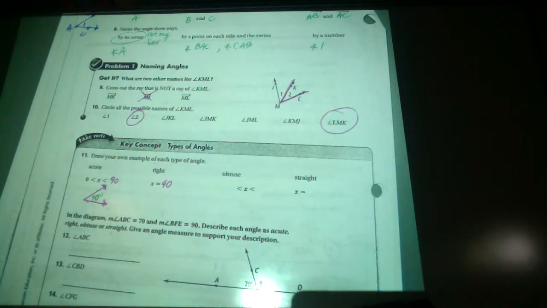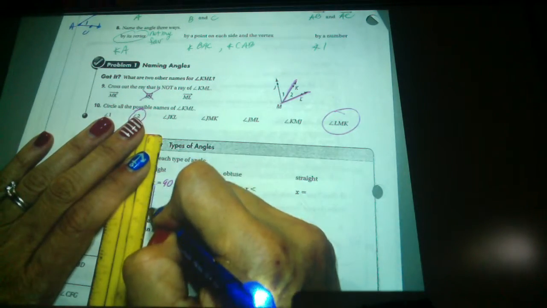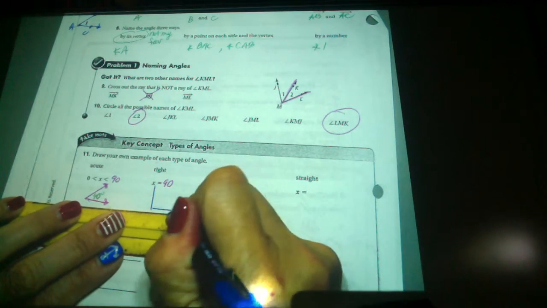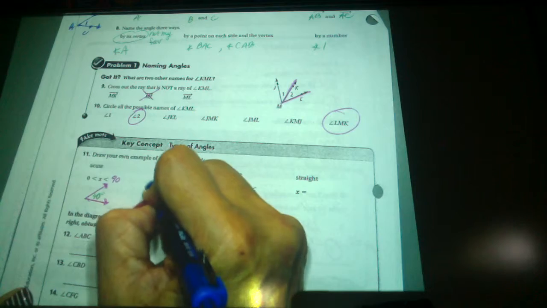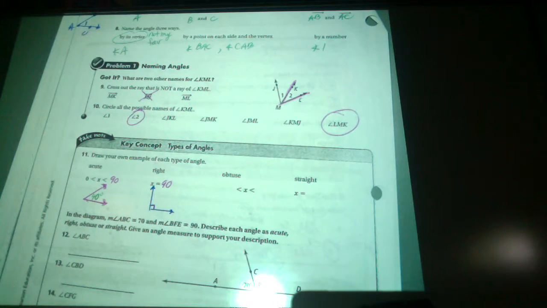A right angle means that it is exactly how many degrees? 90. And so a right angle looks like a corner, a straight corner. You can depict that 90 degrees with a little square, like this. That's how I would prefer it. Rather than putting 90 degrees in there, you need to get used to that square notation.